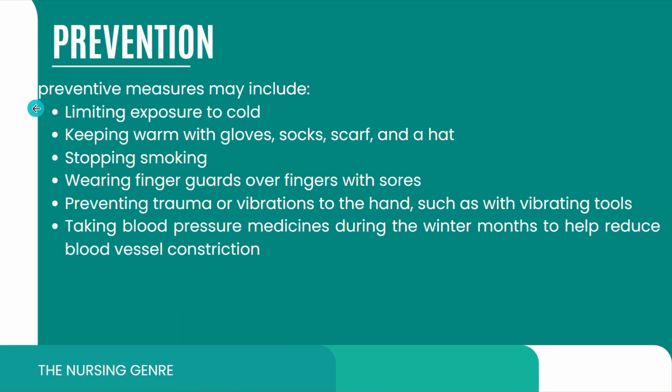Prevention. How can you prevent Raynaud disease? You should limit exposure to the cold, cold weather and cold temperatures, and also keep yourself warm with gloves, socks, a scarf and a hat. You should quit smoking, and also wear finger guards for fingers with sores. You have to avoid things like repeated actions, trauma or vibrations to the hand, and also you should take blood pressure medications during the winter to help reduce blood vessel constriction.